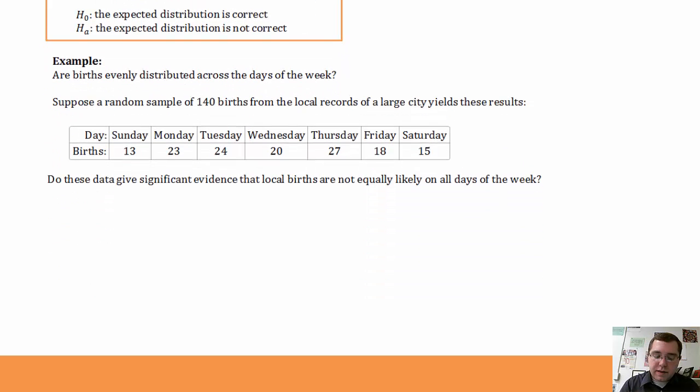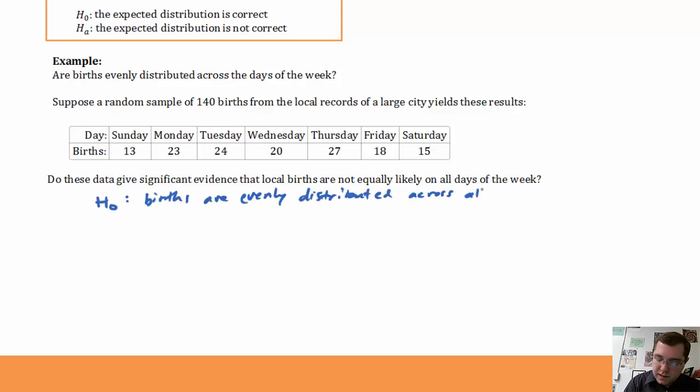So our null hypothesis is that what we expect to happen is actually correct. What we are expecting to happen is that they are evenly distributed. So the null hypothesis is that the births in this local area are evenly distributed along all 7 days of the week. So we could write that out in words. Births are evenly distributed across all 7 days of the week.